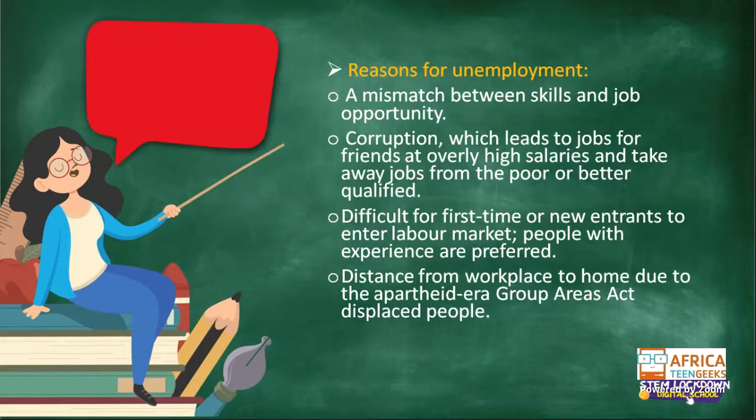So, reasons for unemployment. The first reason would be a mismatch between skills and job opportunities. We've been criticized in our country for producing matriculants with skills that don't match what employers want. Even our graduates: we have a lot of people with qualifications, but the qualifications that they have don't really match what the employers want. So, what do employers want?